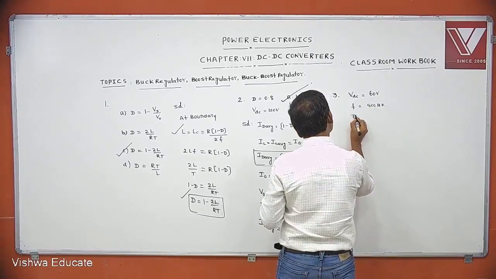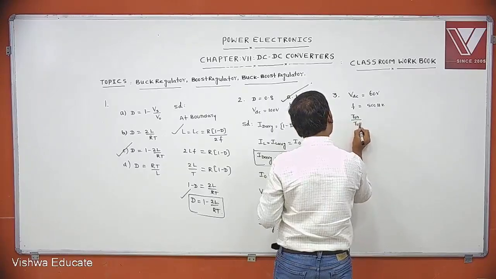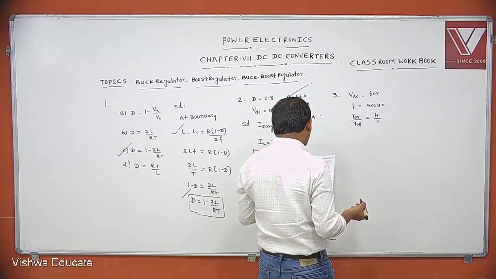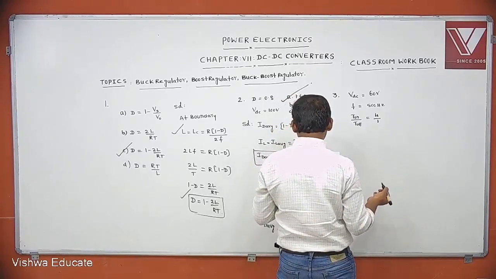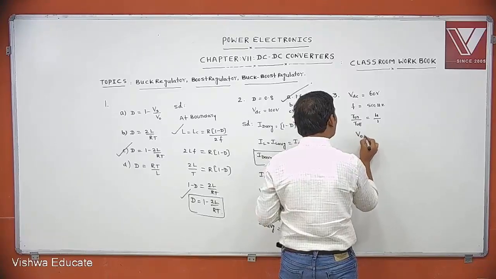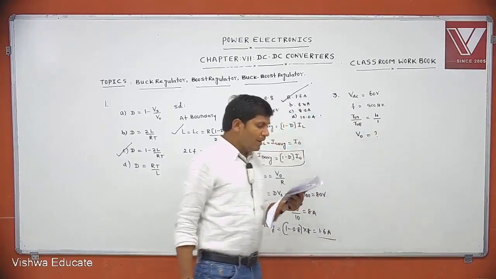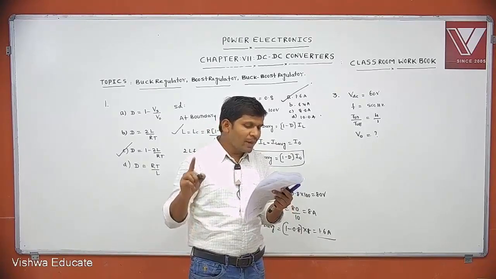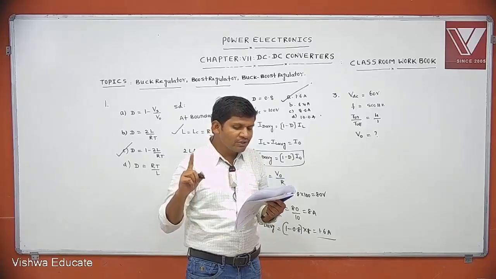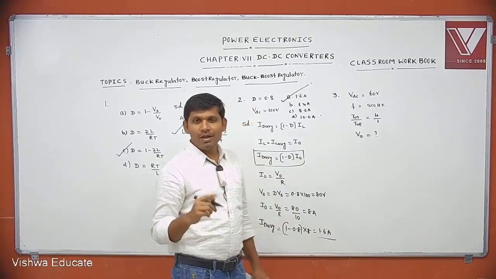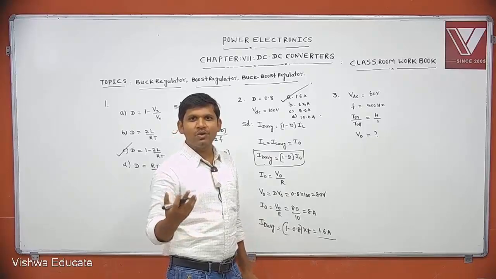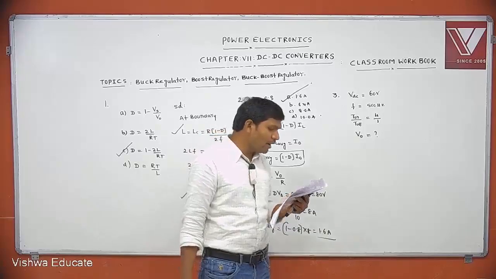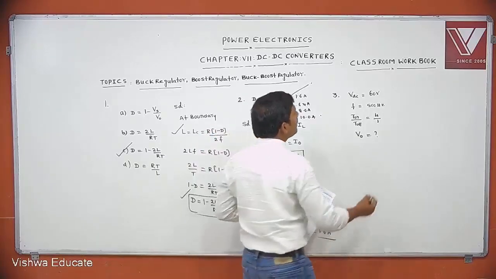Then the on-off ratio is given: T on by T off equals 4 by 1. Then you want to find the duty cycle and the mean value of load voltage. But to identify which chopper is given, the circuit is not given. But in the bracket, data is given: assuming that the load is shunted by a perfect commutating diode. Across the load there is a diode, which means step down chopper or buck regulator. Then you want to find the average output voltage.